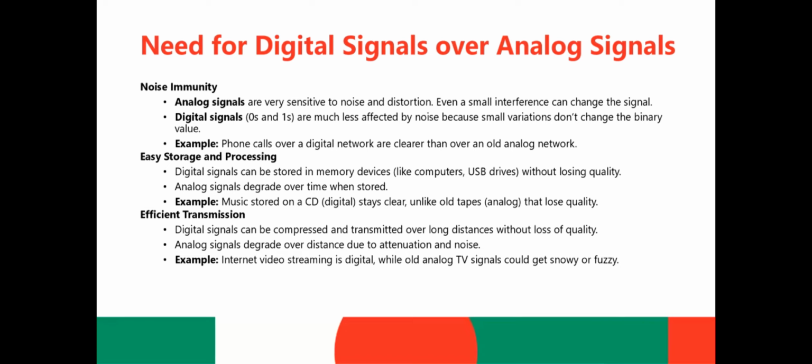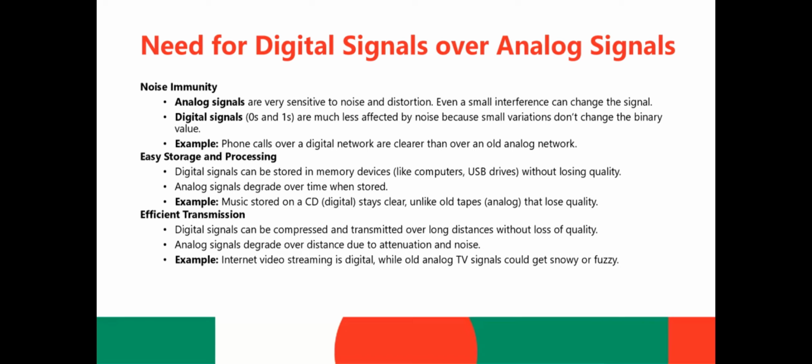If you see the analog signal which will be sent from transmitter to receiver, if the signal is 1 volt, it may be received as 1.4 volts. So 0.4 volts of additional noise is added to the signal. In digital signals, it is much less affected by noise because small variations don't change the binary value, because it can be only either 0 or 1.